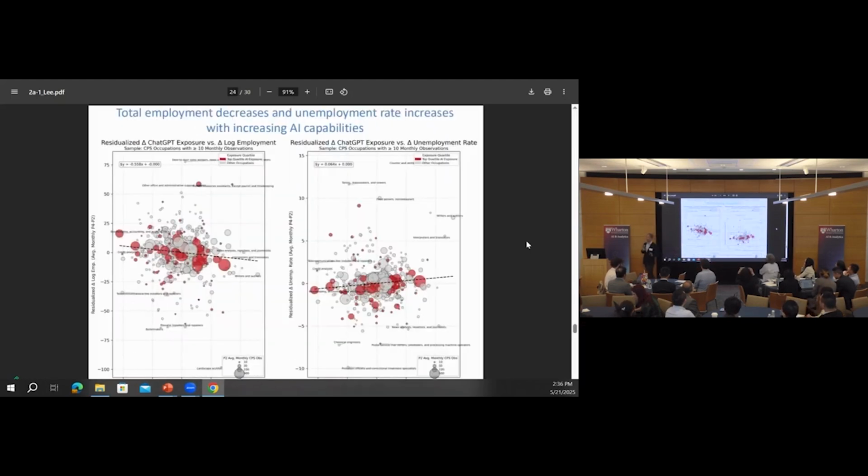So what do we find? This is the result visually. This is the first difference regression, residualized, netting out all the uncontrolled variables. There is a significant negative slope in terms of total employment and a significant positive slope in terms of unemployment. So there is a negative consequence that we're actually seeing in the real data.